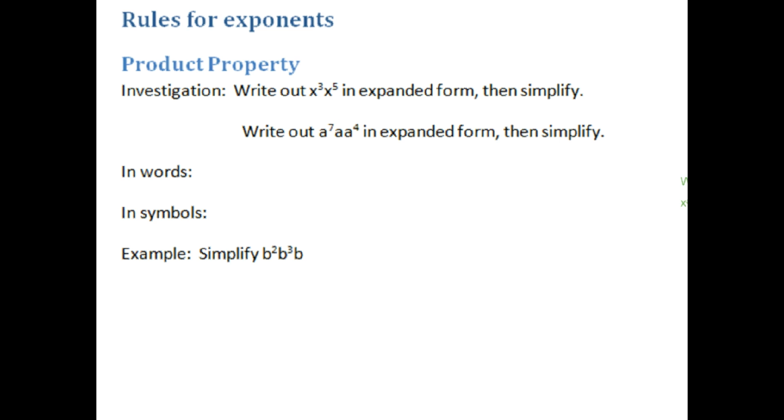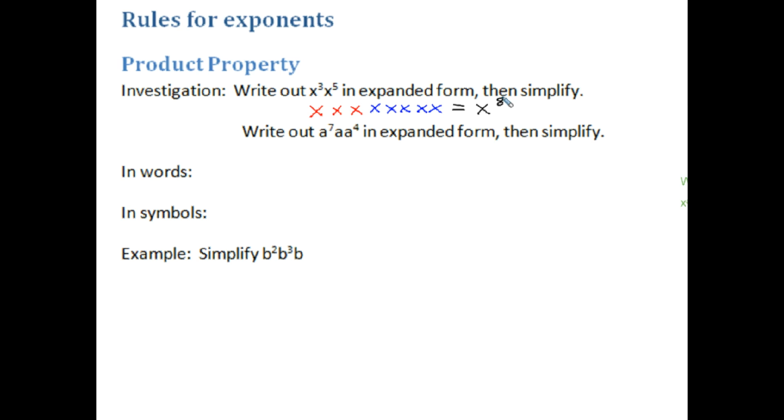The investigation says write out x cubed times x to the 5th in expanded form and then simplify. Expanded form means I'm going to write this out using the definition. So x cubed is x times x times x. And we're multiplying that by x to the 5th, which is x times x times x times x times x. Well, this is just x multiplied by itself 8 times. So this is x to the 8th.